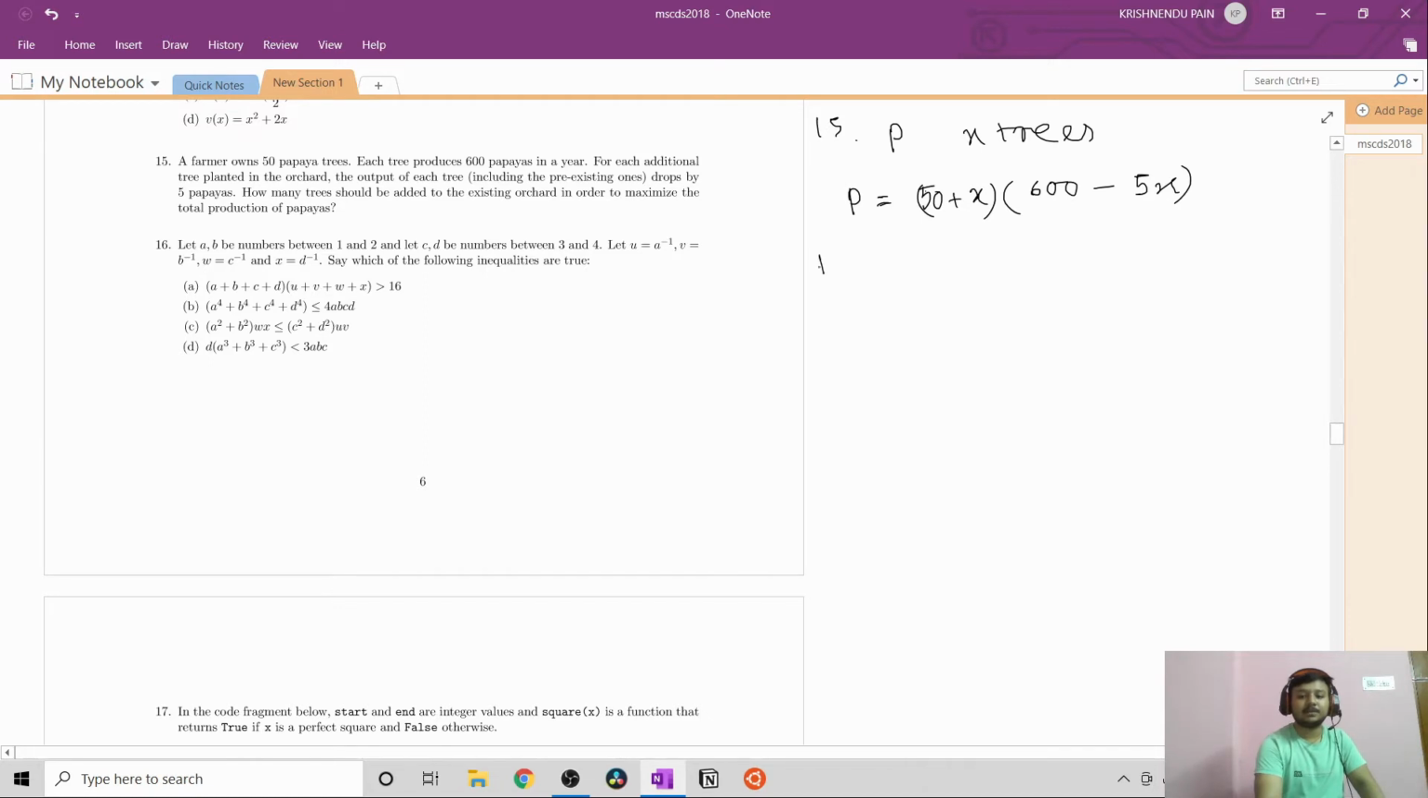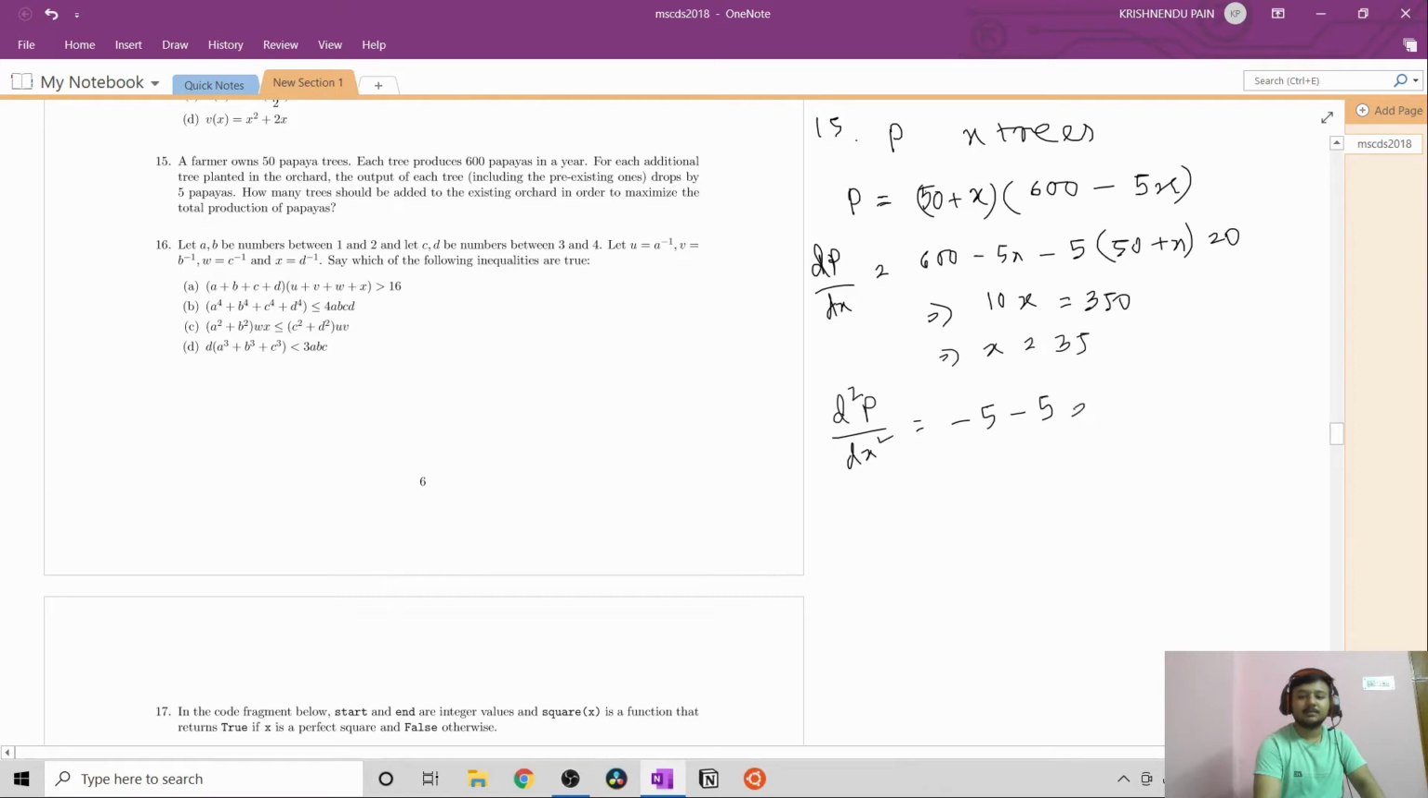Differentiate P with respect to x. dP/dx equal to 600 minus 5x minus 5 into (50 plus x). Equate this with 0, we will get 10x equal to 350. So x is equal to 35. d2P/dx2 we will get minus 5 minus 5, so this is minus 10, less than 0. So for x equal to 35, P is maximum. So the total number of trees to be added is 35. This is the answer.